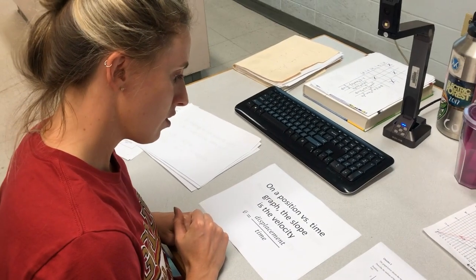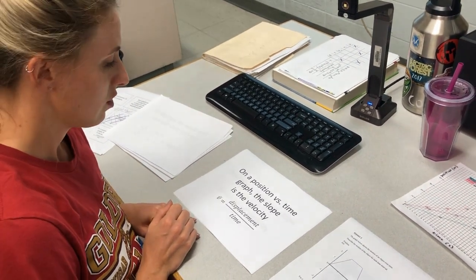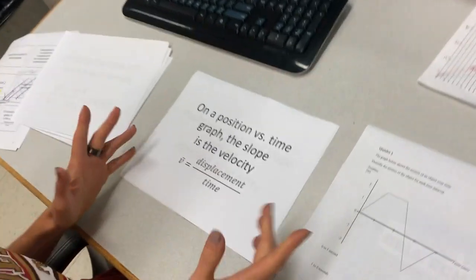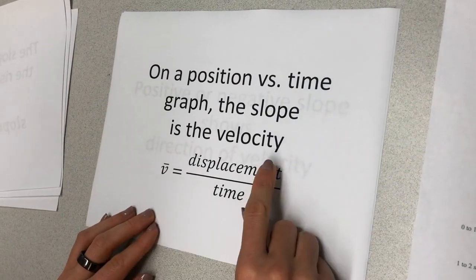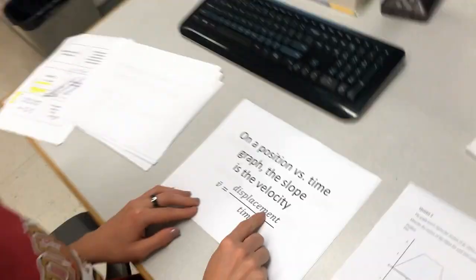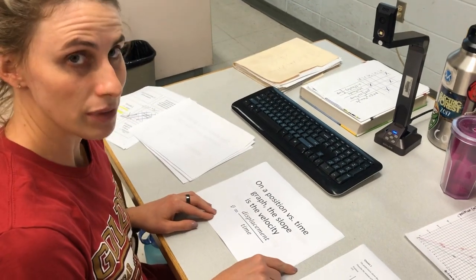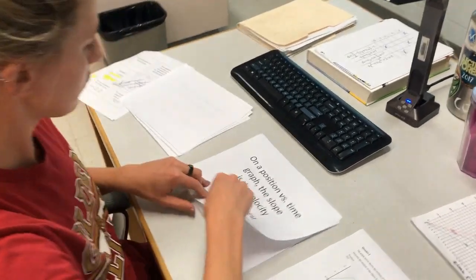Okay, so that means that we can calculate the velocity. We could by finding the slope. Don't forget, the average velocity is displacement over time. Now, displacement is not distance. It's the straight line path from point A to point B. Displacement over time.